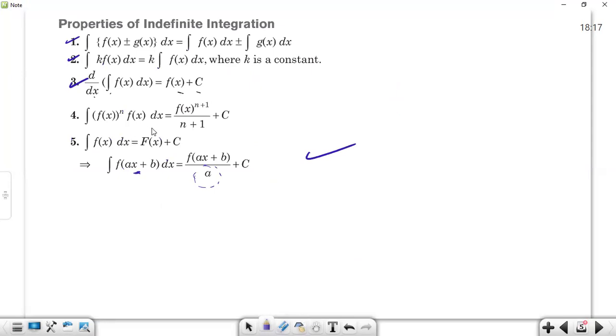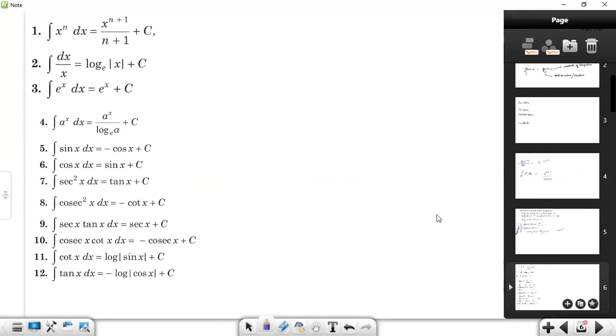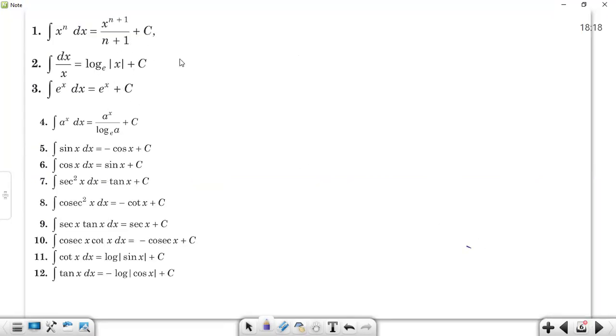Here now you can see the function, and it has to be this. This is the example of substitution. So we'll discuss these later, like integration by substitution. So these are some formulas of integration, and we can relate them with differentiation.